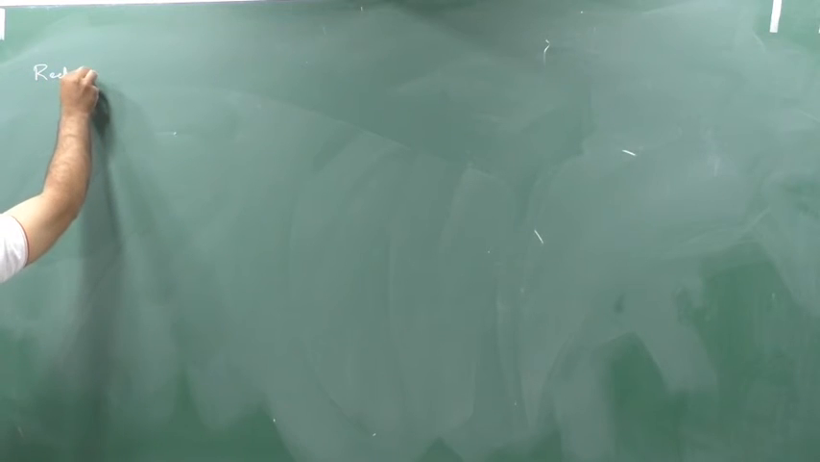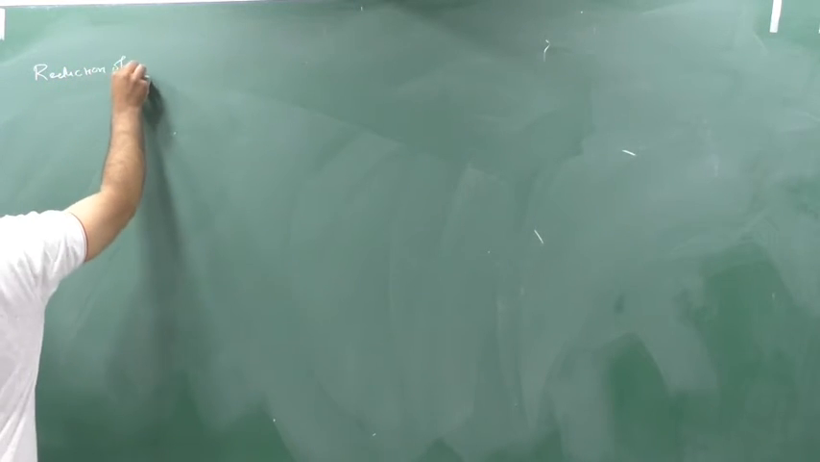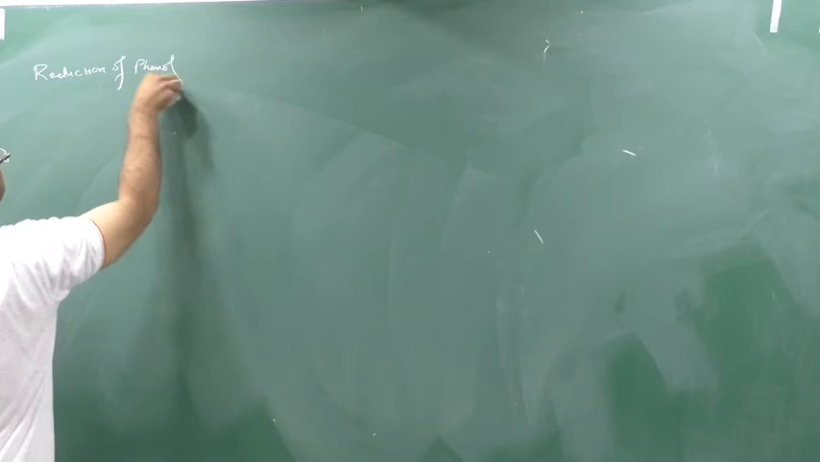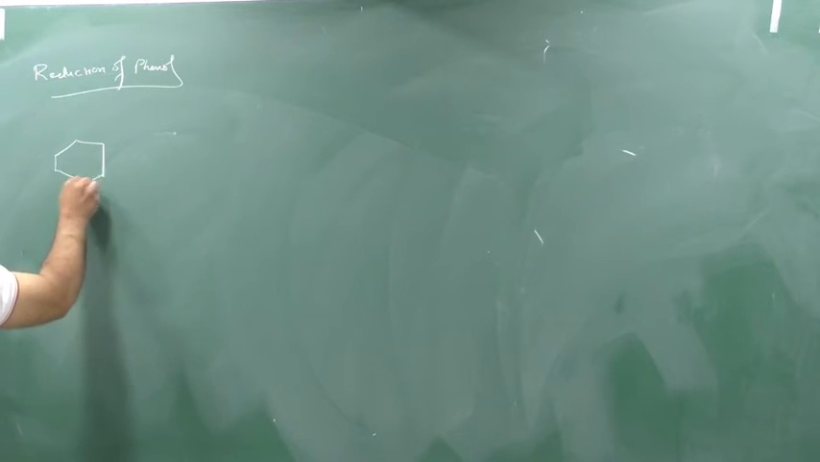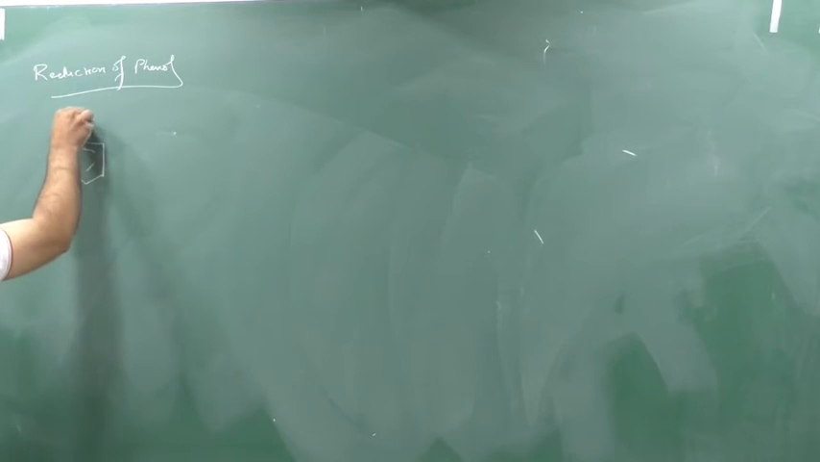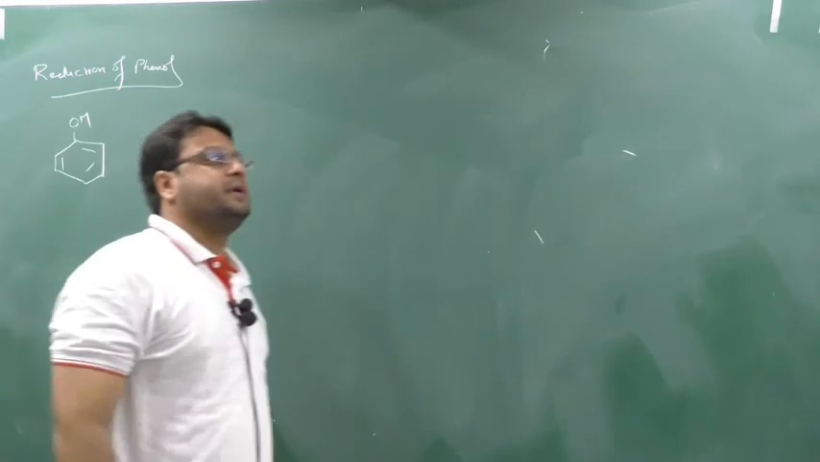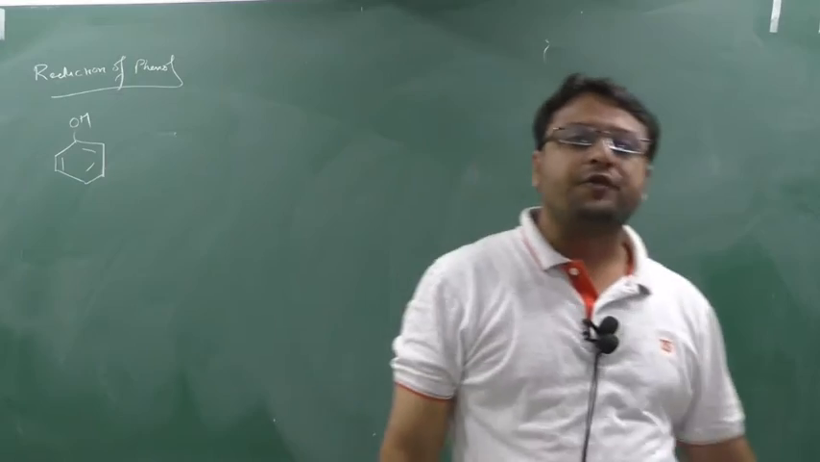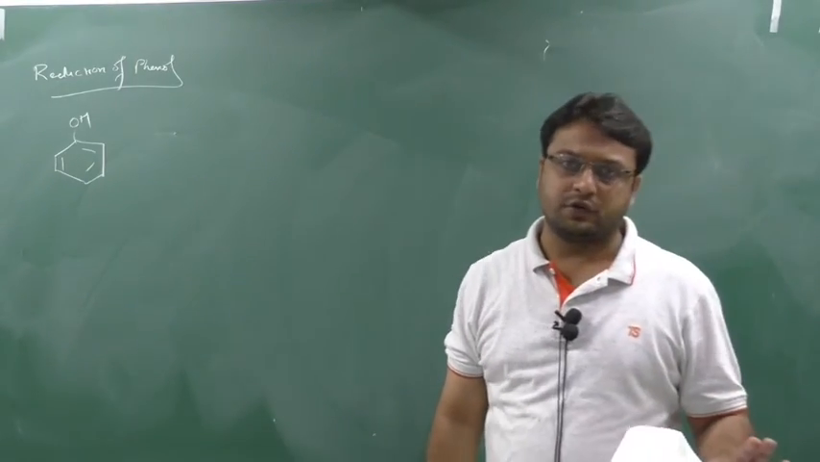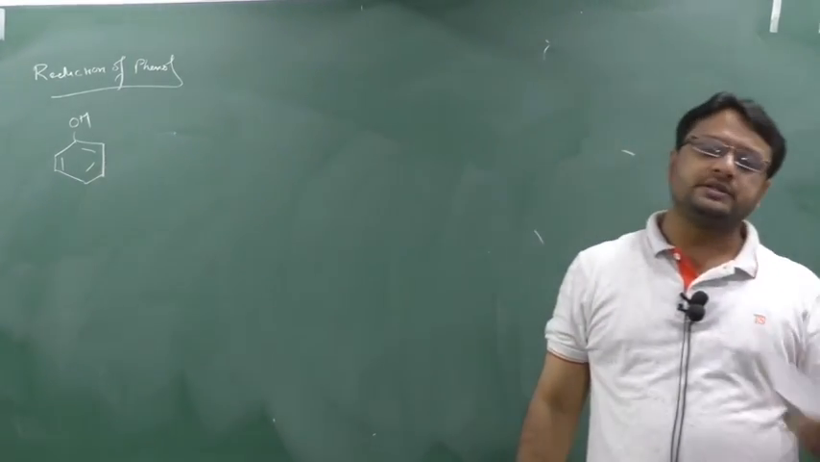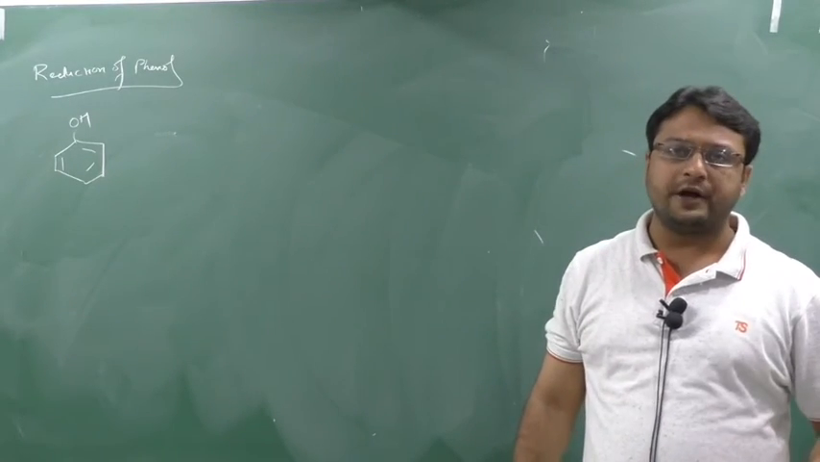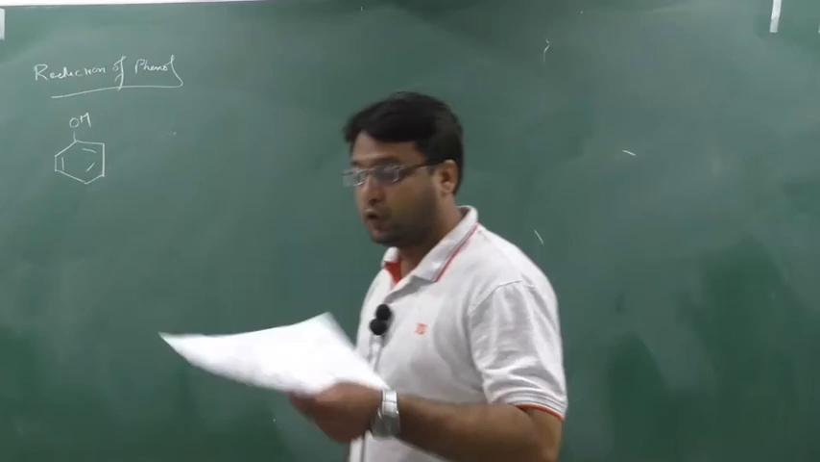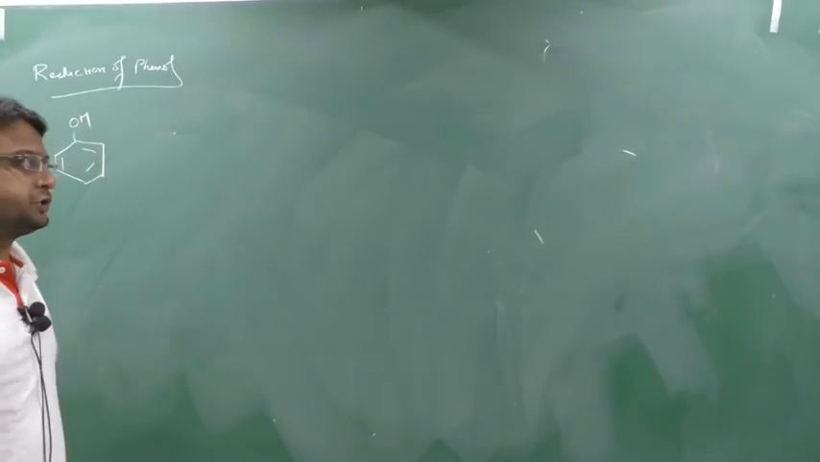Next you can add on reduction of phenol. Just remember the reaction well. Reduction of phenol. You take phenol, and reduction means what, beta? Reduction means adding of hydrogen or removal of oxygen. Oxidation means adding of oxygen or removal of hydrogen. So I will follow that definition, removal of oxygen.